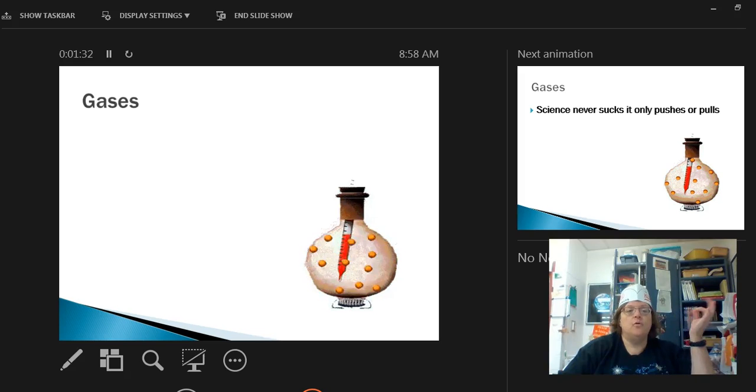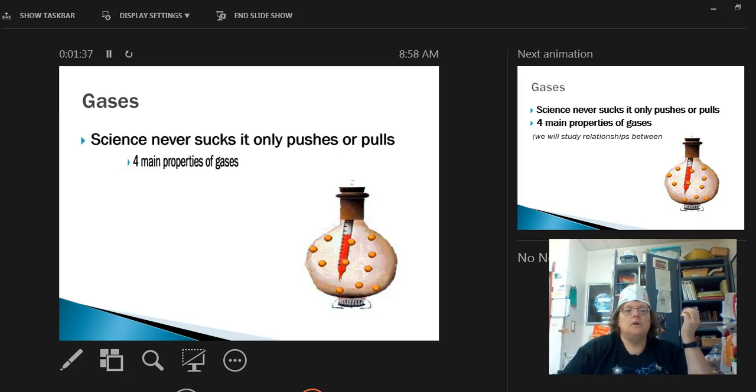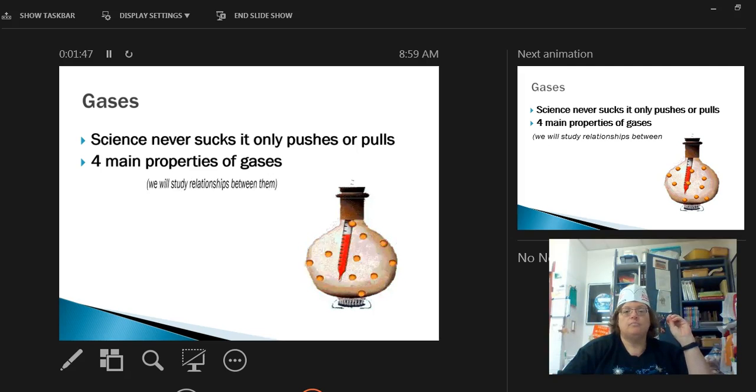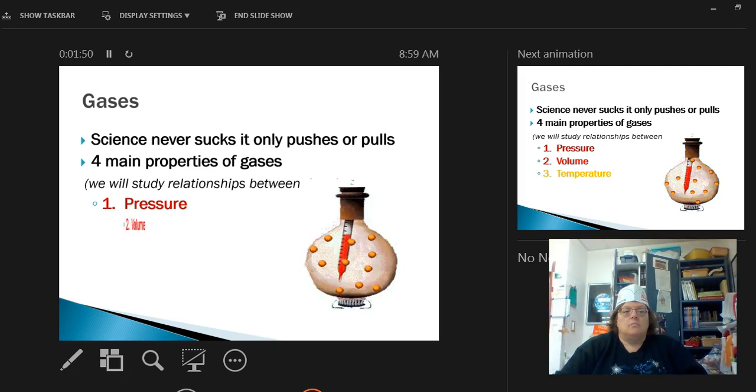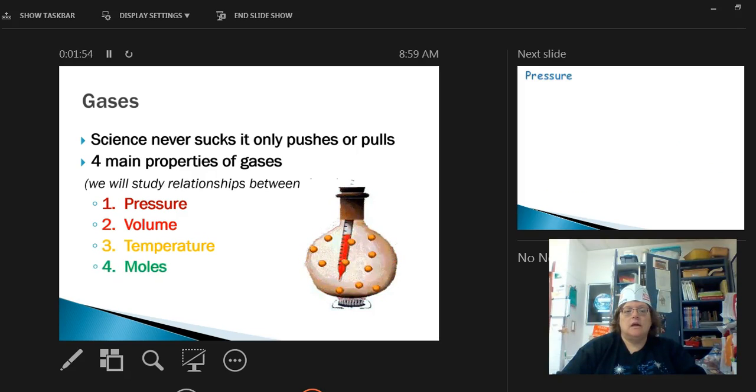All right, there are 4 properties that we need to understand when it comes to gases. 4 main properties of gases. So you're going to put this into your notes as well. Pressure, volume, temperature, and the number of particles or moles.